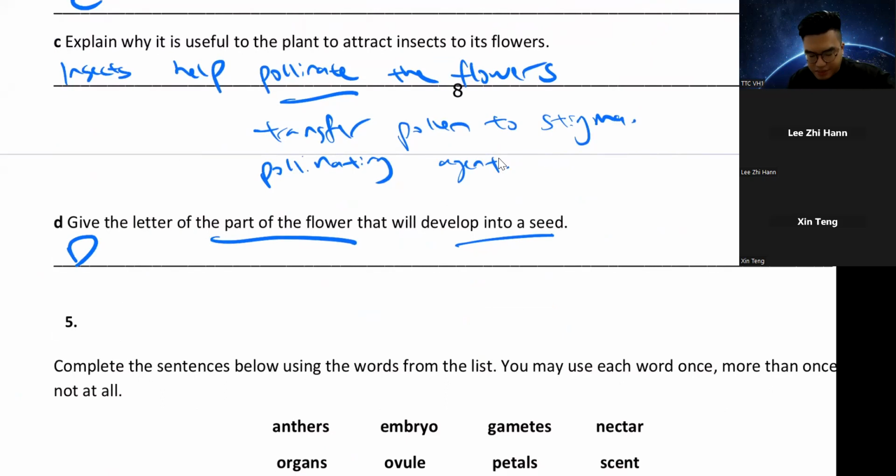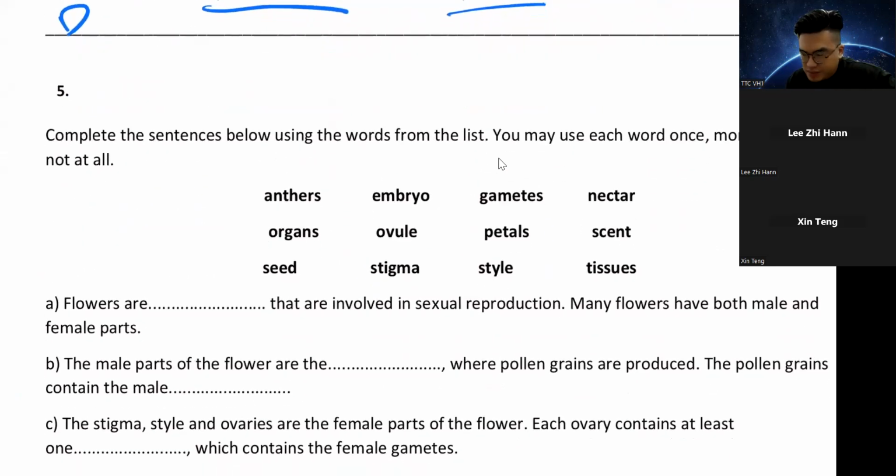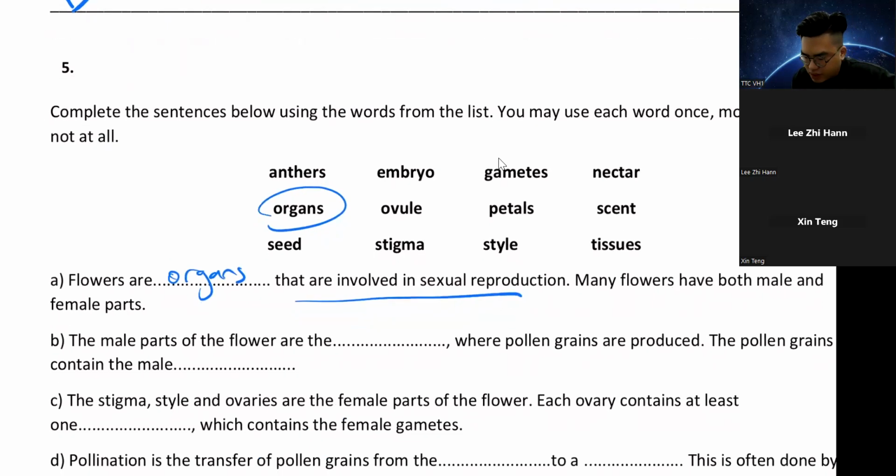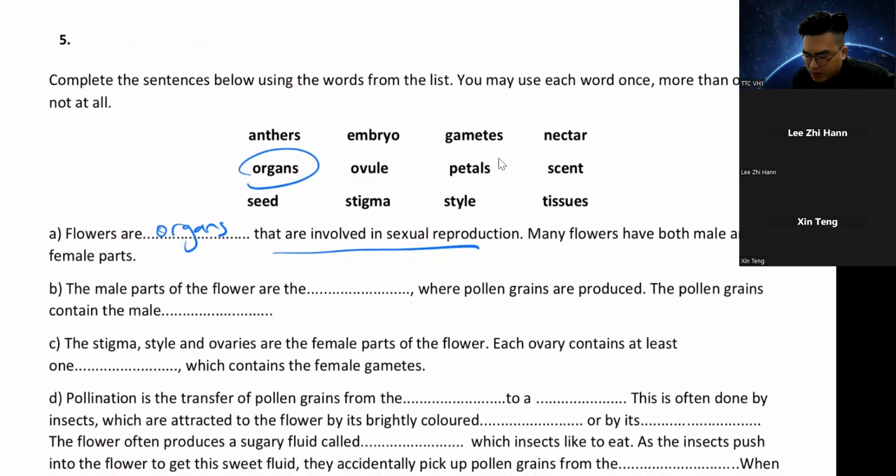Okay, the seed is D. Okay, next, number 5. Flowers are what that are involved in sexual reproduction. Okay, they are organs. Flowers are organs. Many flowers have both male and female parts. Okay, the male parts, like I said, is the men.